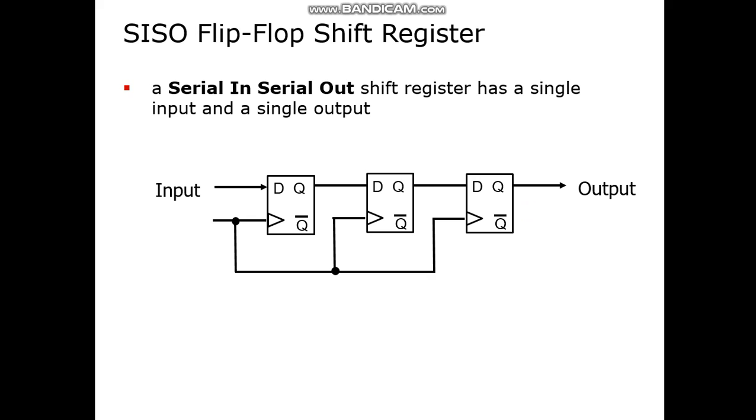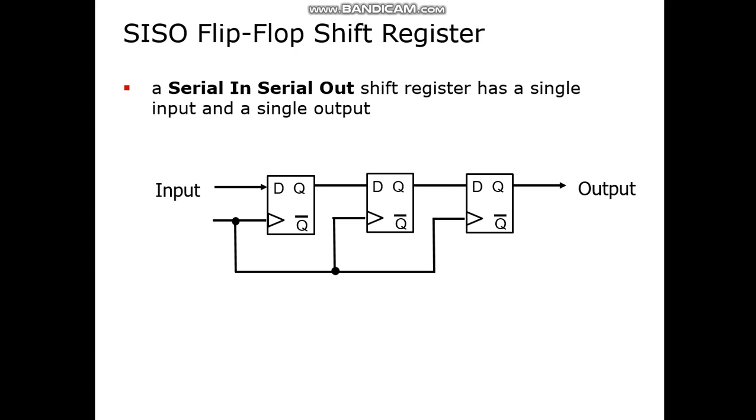So the final one will be parallel in parallel out. First, serial in serial out flip-flop shift register. A serial in serial out shift register has a single input and a single output. That means we are giving the input here, and we are getting the output here. In between, we have to get the data. So after 4 clock pulses only, you will get the first data.